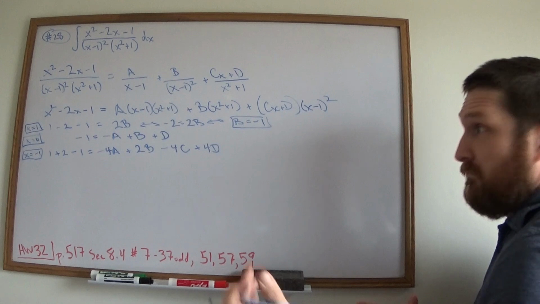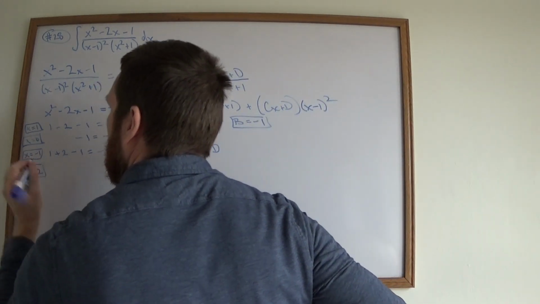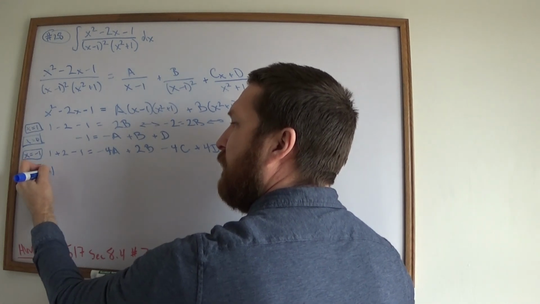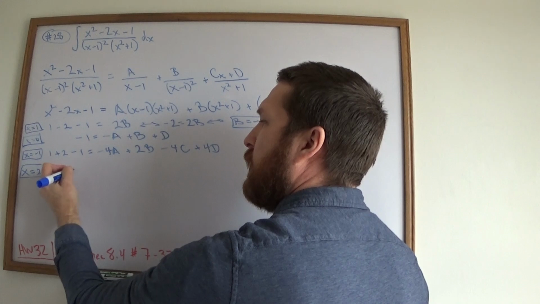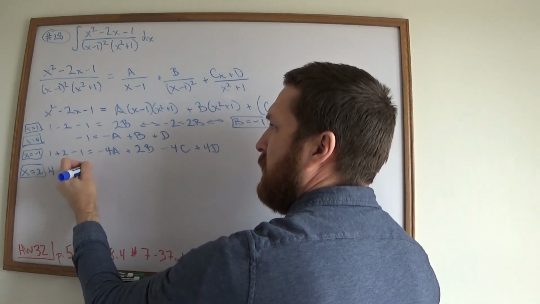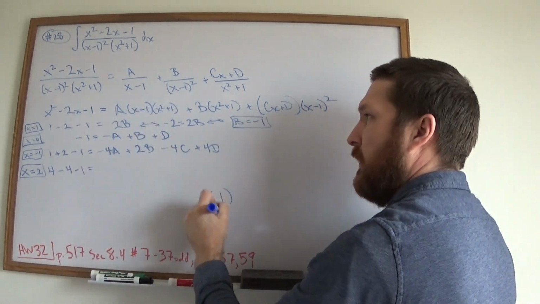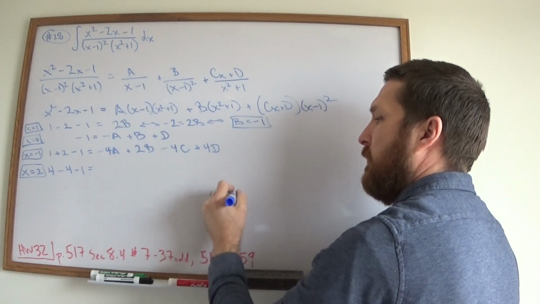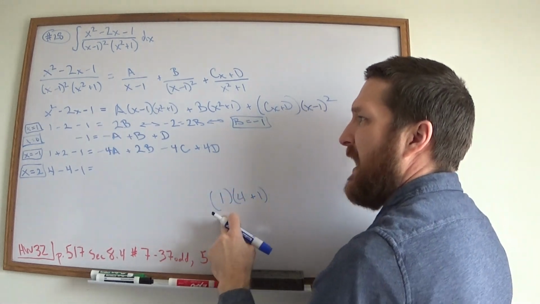Sure. x equals 2. Plug them in here, I get a 4 minus 4 minus, wait, yeah, positive 2, yes. Minus 1. Okay, 2 minus 1 is 1. 2 squared plus 1 is 4 plus 1, so that's 5a.